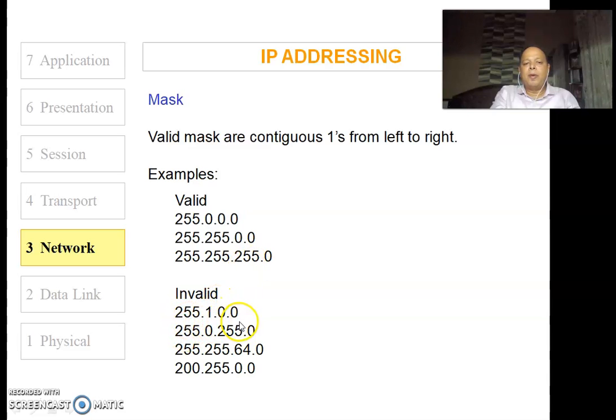So 255.1.0.0 is an example of an invalid mask, because there is no 255 here, it is 1. And here also you can see, even though it is 255s in this particular format, there exists 0 in between, so it's invalid. The third example is also invalid because it doesn't have the required number of ones. So these are the examples of the valid and invalid masks, and they basically decide the network address.